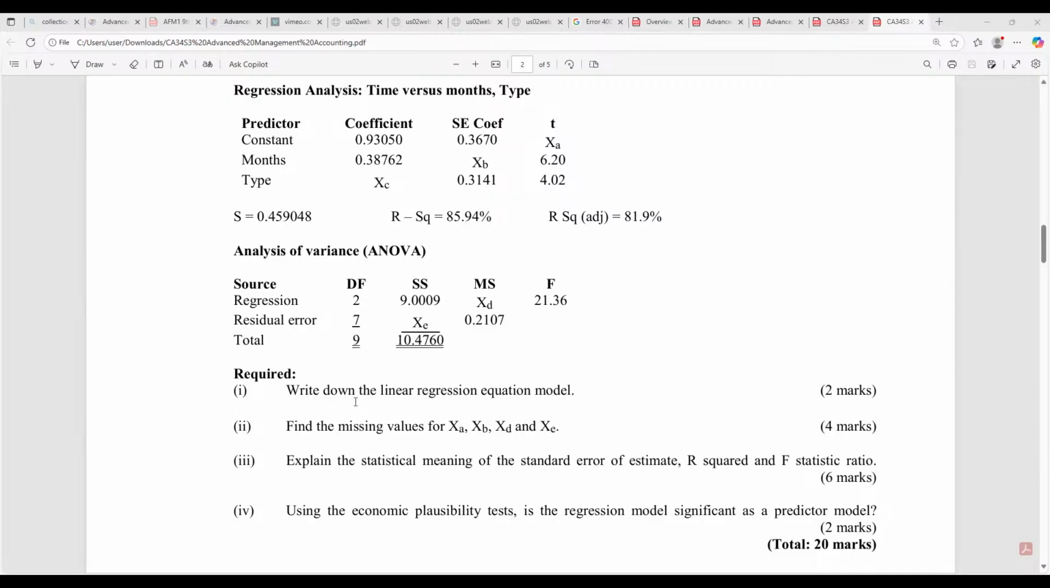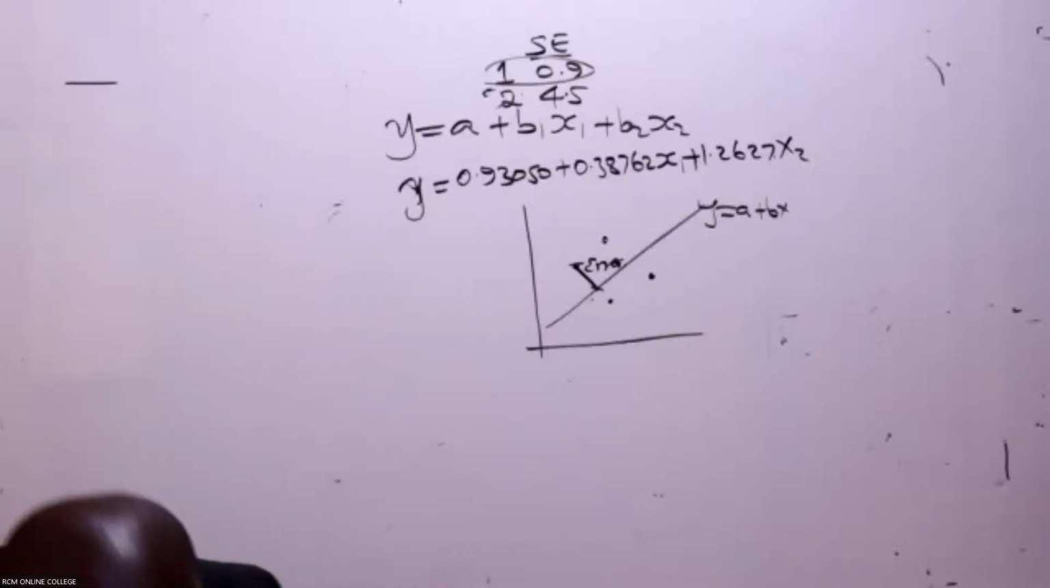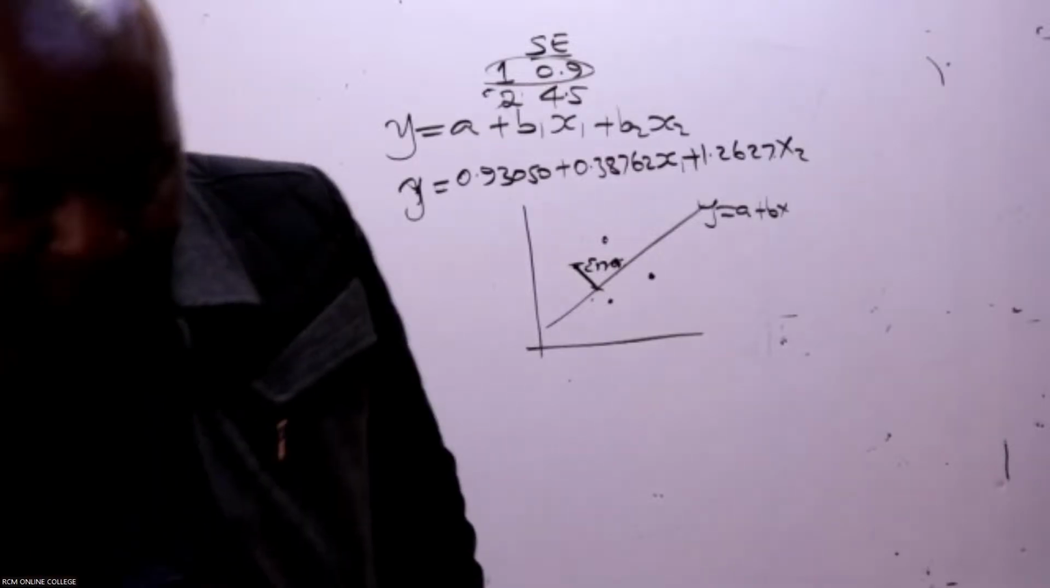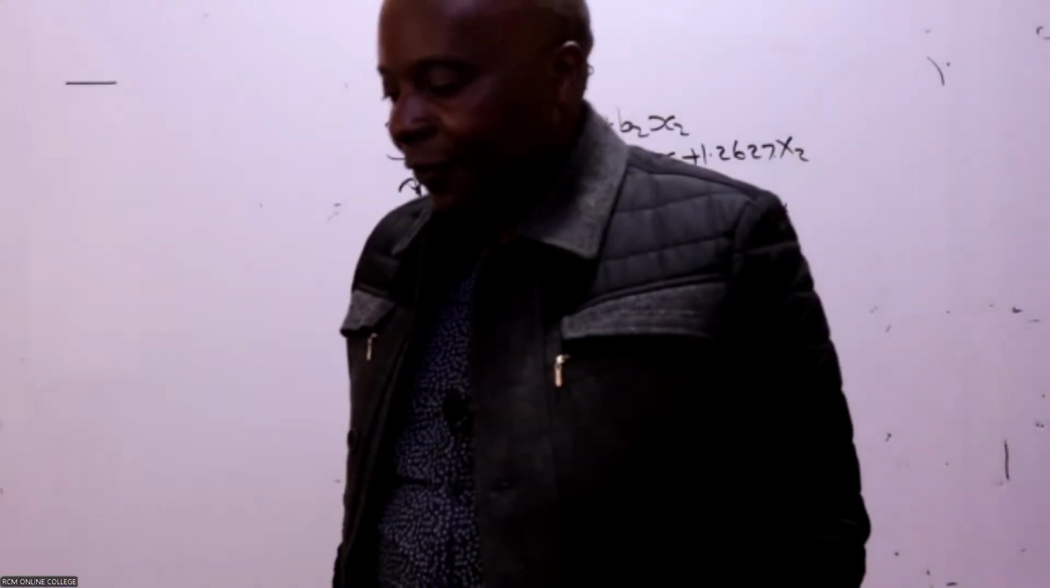Then from there, they want us to describe R squared. Please write R squared, then underline it, and then we should be able to describe it. Once you've written the R squared title, remember it is 85.94%.